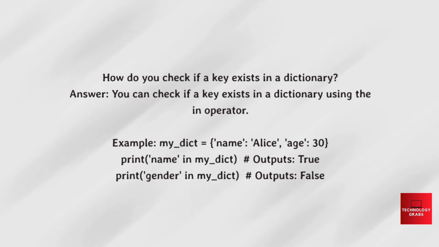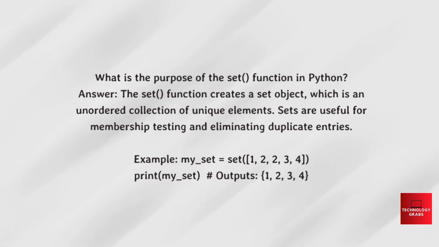How do you check if a key exists in a dictionary? Answer: you can check if a key exists in a dictionary using the in operator. Example: my_dict = {'name': 'Alice', 'age': 30}; print('name' in my_dict) outputs True; print('gender' in my_dict) outputs False.